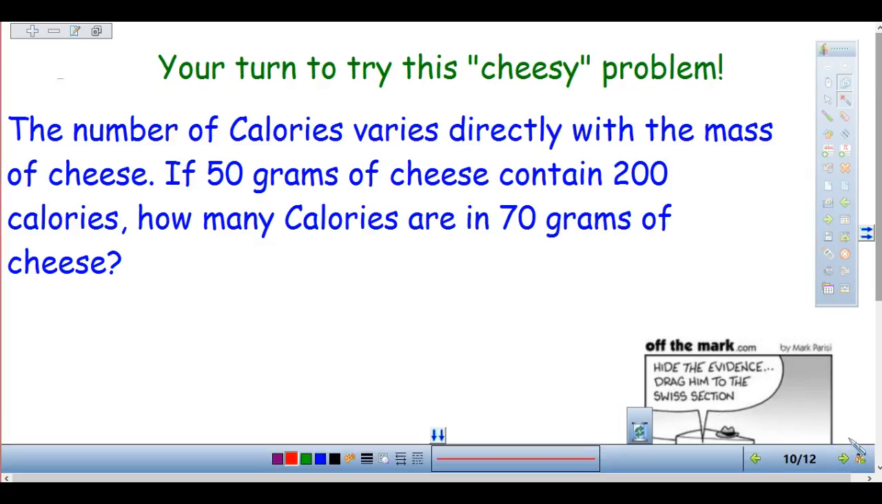All right, you guys try one with grams of cheese and calories. You will not make a fraction. I would, yeah, either with grams or calories.